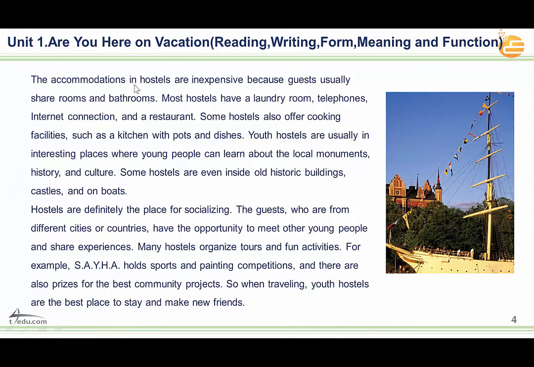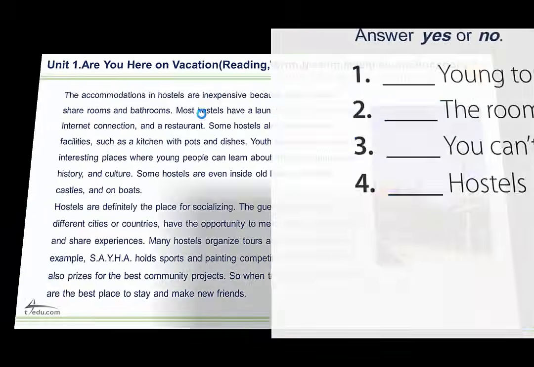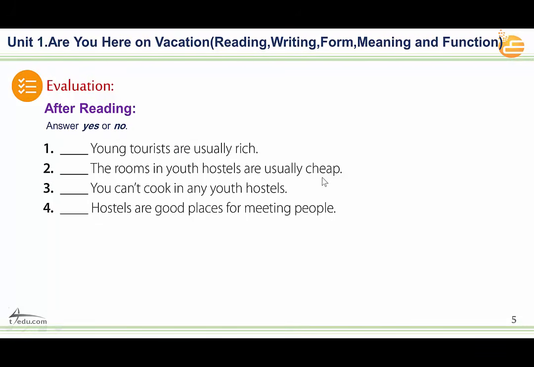The accommodations in hostels are inexpensive. Excellent. So when I say inexpensive, that means it's not expensive. It's cheap. Okay, very nice. Cheap. So number two is yes.